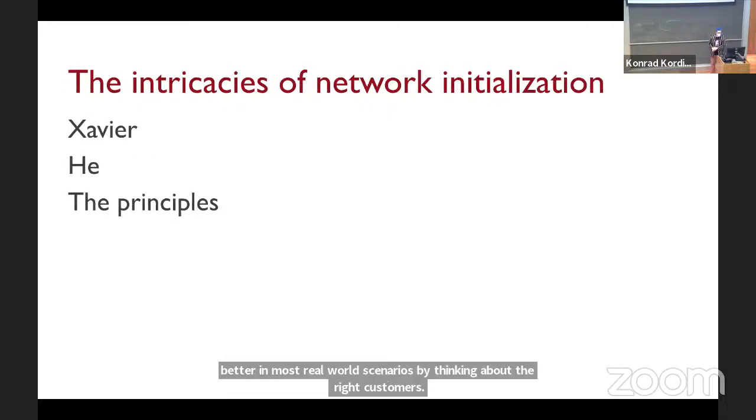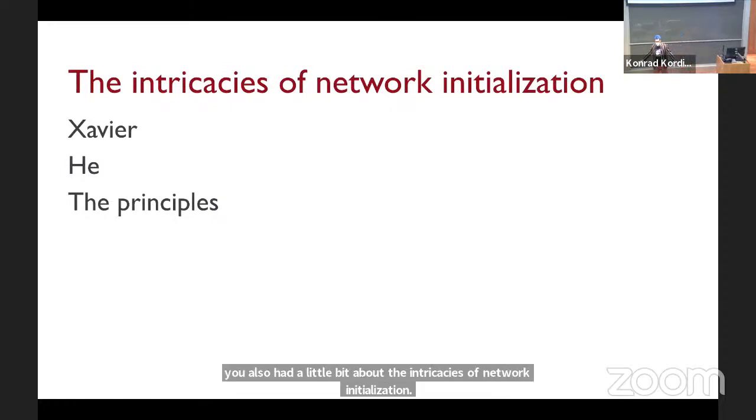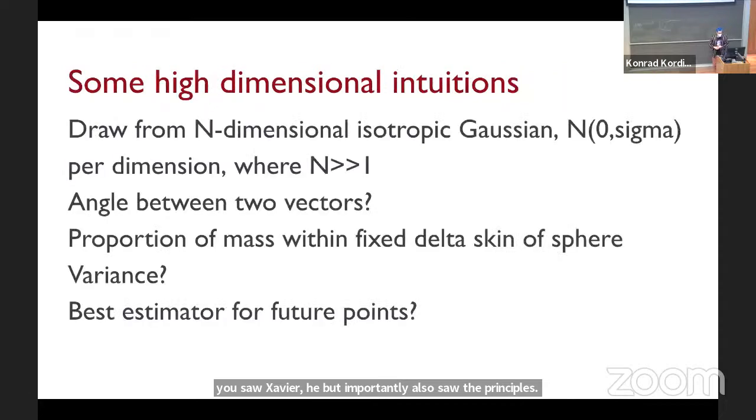Now, you also heard a little bit about the intricacies of network initialization. Why does it matter? Exploding gradients, you have trouble. Vanishing gradients, you have trouble. So you saw Xavier and He, but importantly, you also saw the principles that are behind it, with which you can derive the optimal ideas here in all cases. Now, we have time for that. I want to make sure that you all have the right intuitions for high-dimensional data.